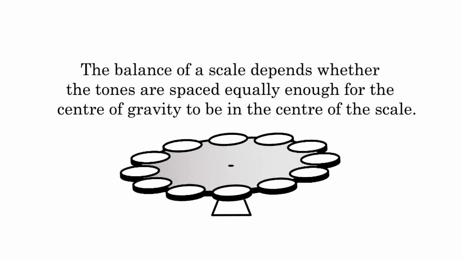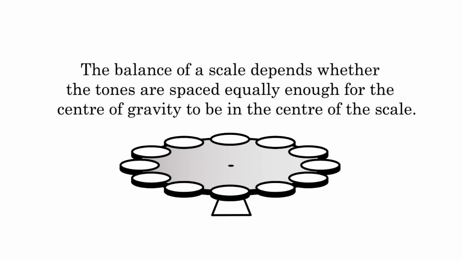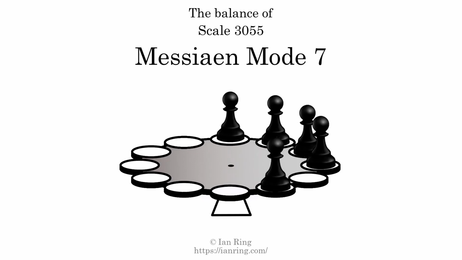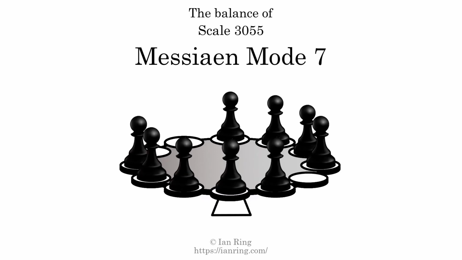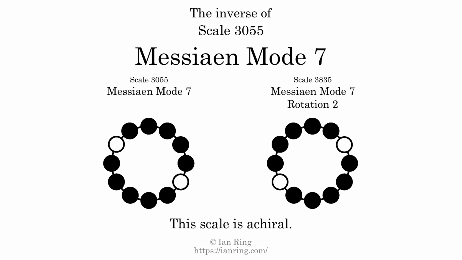The balance of a scale depends on whether the tones are spaced equally enough for the center of gravity to be in the center of the scale. This scale is balanced. The inverse of a scale is a mirror image. It is what you get when the sequence of intervals is reversed.